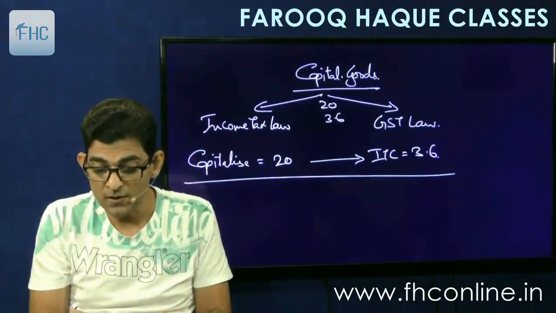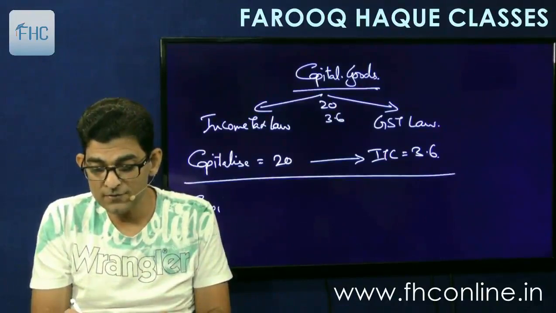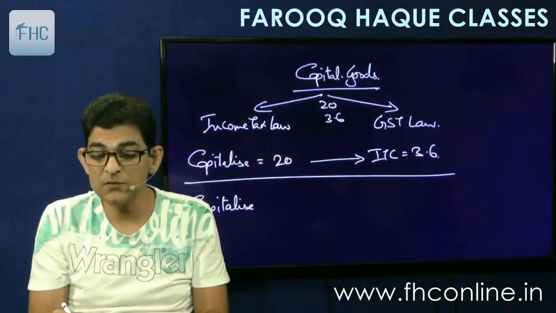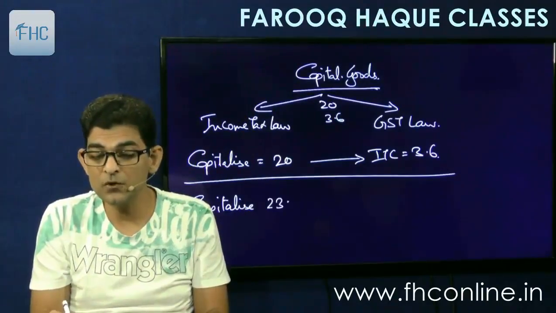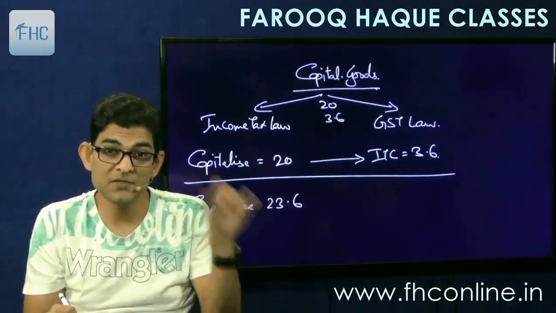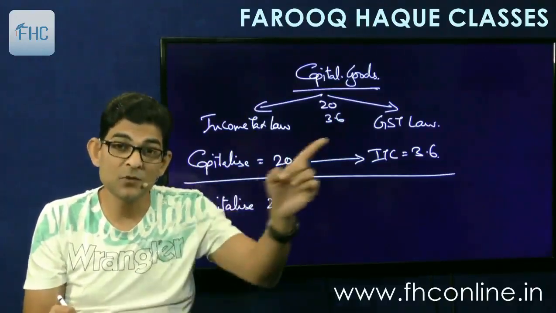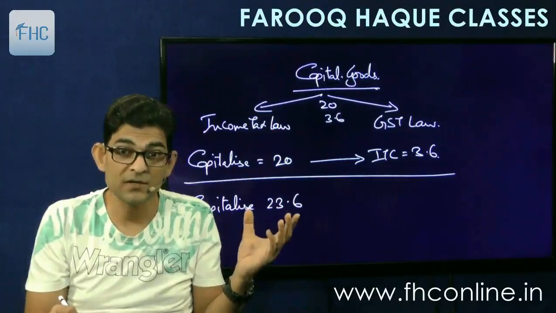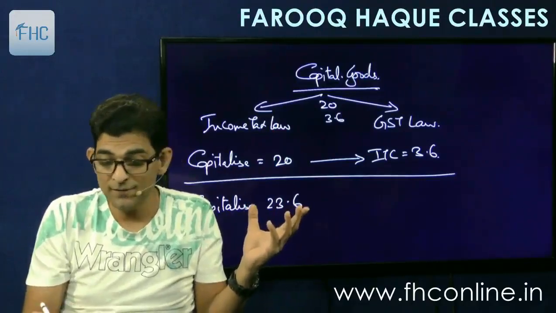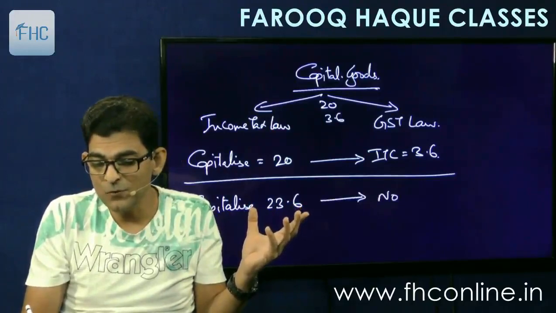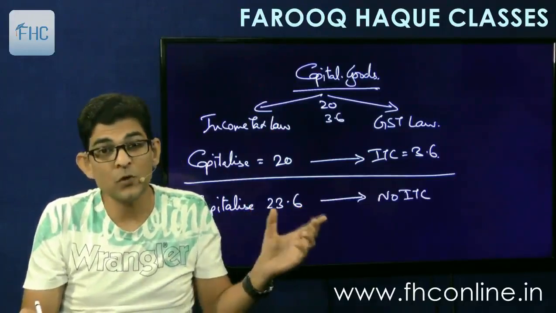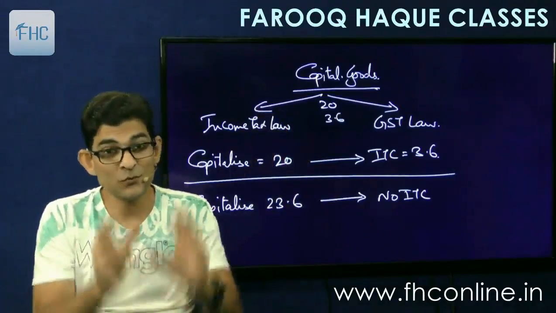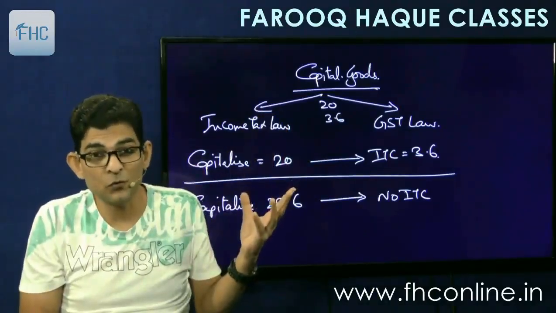The second option is if you capitalize that 3.6 also in income tax, means you record the asset at 23.6 and claim depreciation on 23.6, means you are claiming depreciation on the tax component also, which accounting standards allow you to do, then there will be no ITC. You will not get input tax credit of that 3.6 lakhs. So you have got two options. Whichever you want to follow, you can follow.